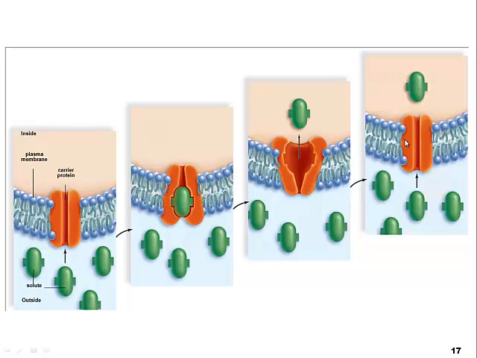So the molecule binds to the carrier protein and then is expelled on the other side of the membrane. Interestingly, carrier proteins are typically very, very specific. They typically carry only one type of molecule across the membrane. And that's it. Just one type of molecule.